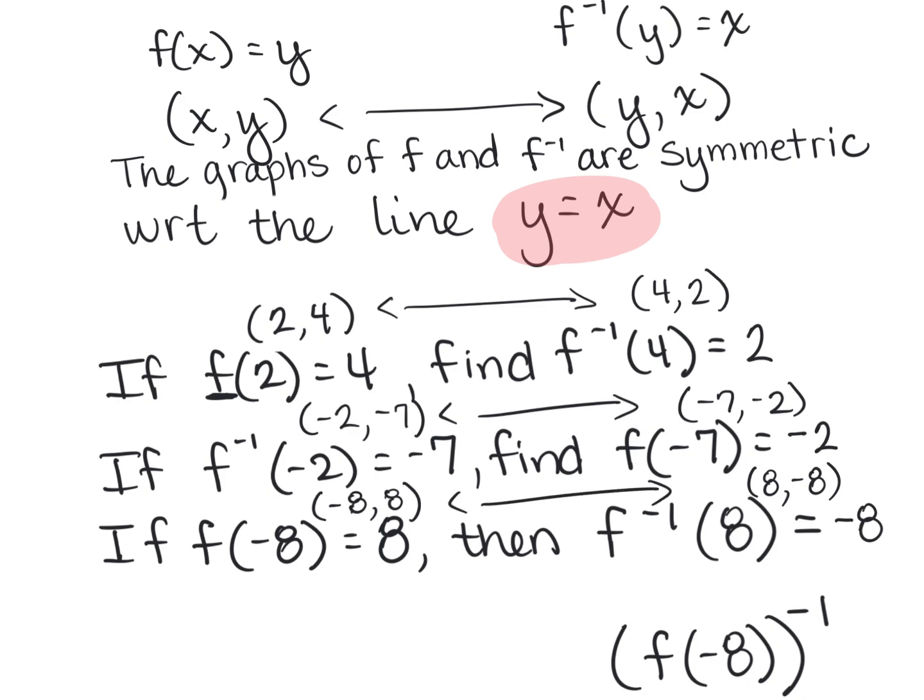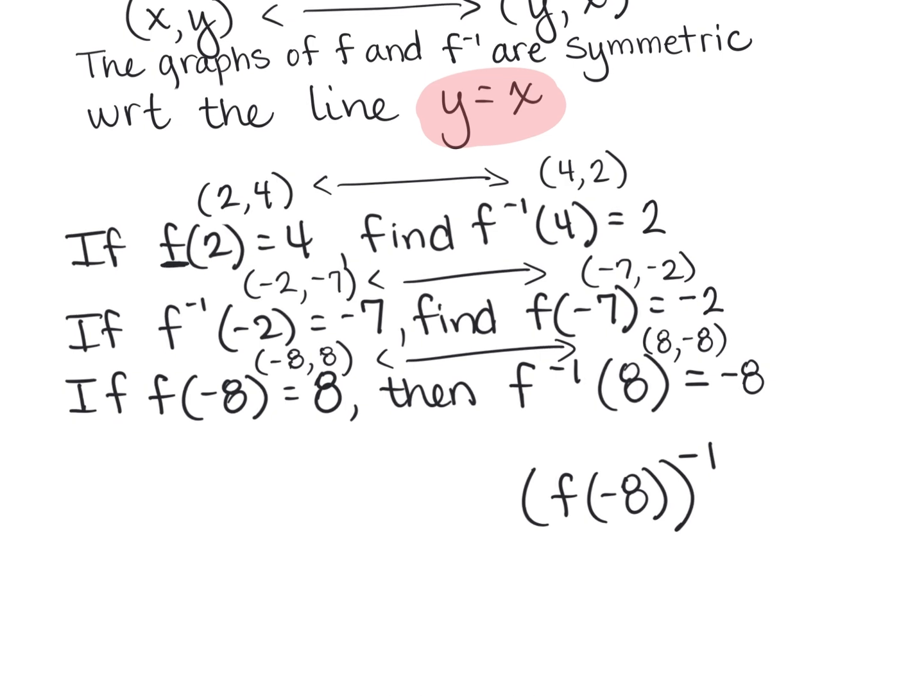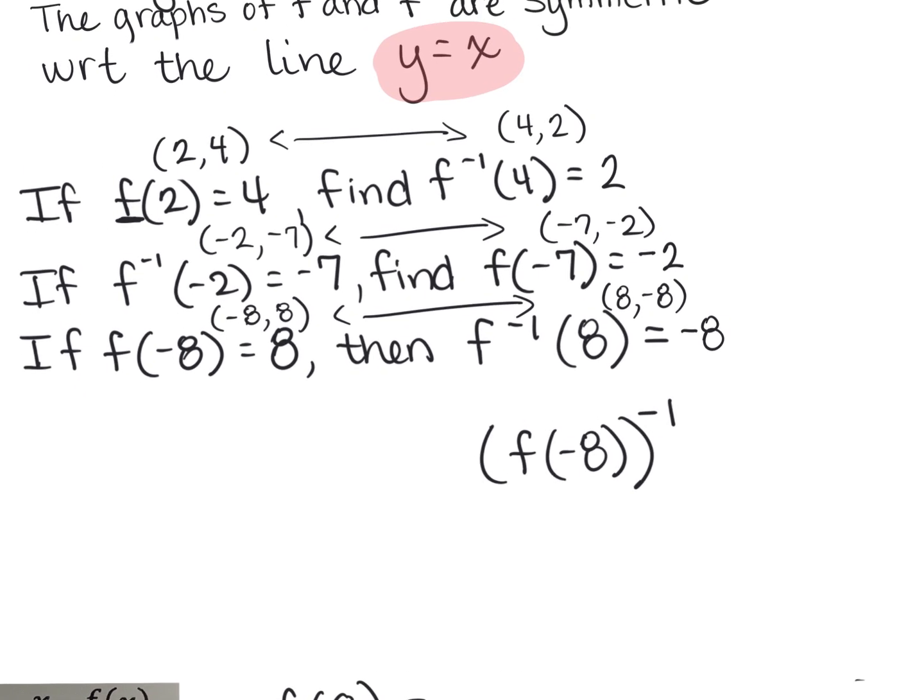Now, there is a question on your homework that indicates that you want to find f of negative 8 raised to the negative first power. Notice every single one of these has f inverse right after the f. This one is outside, so this is not f inverse, okay? What this means is that if we do f of negative 8, that's going to be this 8 right here, and then you take 8 and raise it to the negative first power, which is 1 over 8. So the placement of the negative 1 is very important.